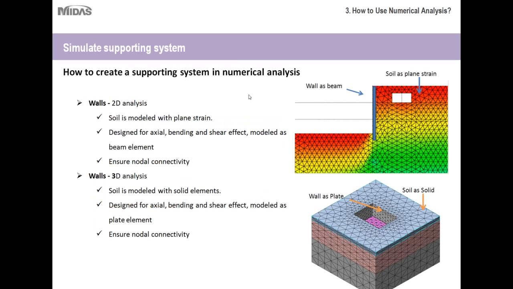Okay, so then let's go into how to create a supporting system in numerical analysis. If you look to the right here, we have 2 examples of support systems. One's in 2D and one is in 3D. As far as 2D analysis is concerned, soil is modeled with plane strain. So these are 2D plane strain elements here, and the wall itself is designed for axial bending and shear effect, and it's modeled as a beam element.